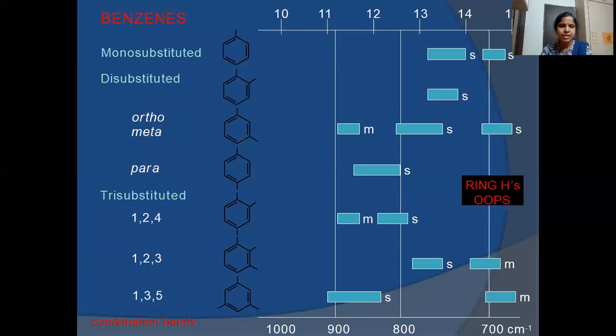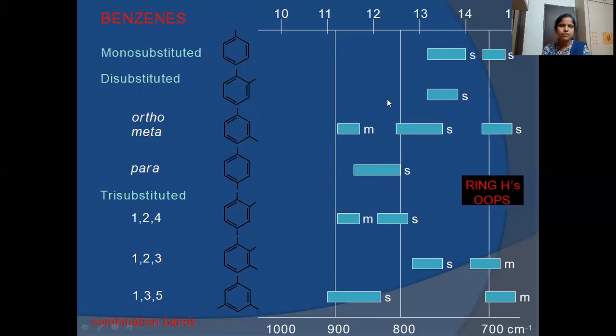Then if we are taking benzene as an example, monosubstituted and disubstituted. So monosubstituted benzene, 2 bands, disubstituted benzene, 1 band, ortho, meta, para. So this is ortho, disubstituted ortho. Then we have meta, this is, you can see below 800, 2 bands, and 1 band above 800. Then para, around 800 to 900, 1 band.